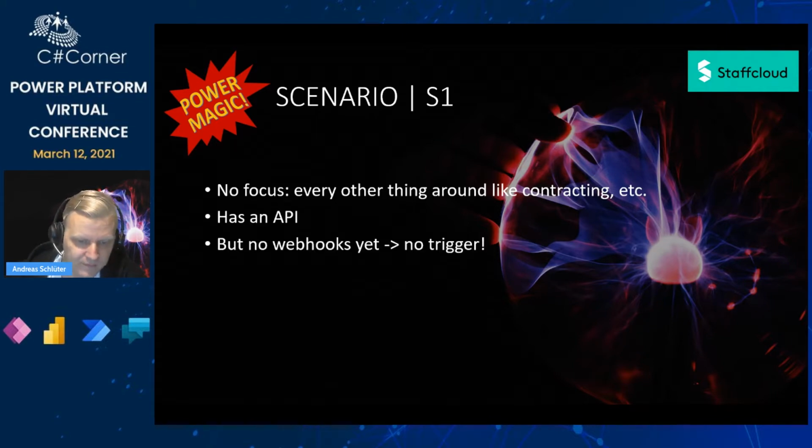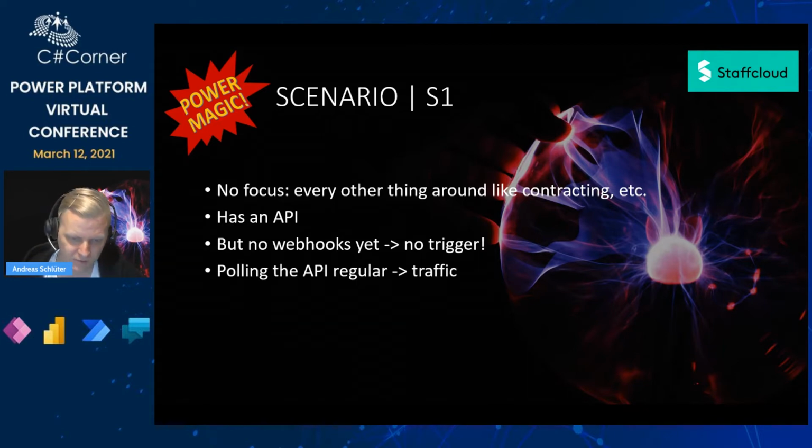They have an API, but they do not have any webhooks yet. Sorry about that, but we're hoping they will implement webhooks very shortly, so we can use them. Because they do not have webhooks, we have to poll the API regularly. That's not cool, because we can't get any triggers from the software. So we have to poll every time: has anything changed? If yes, give me the data.